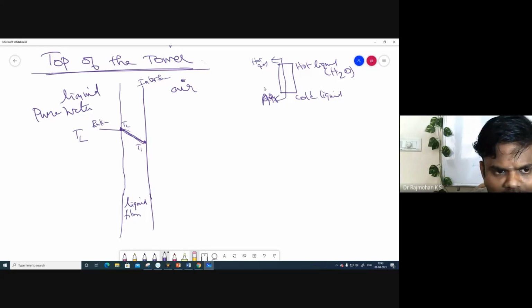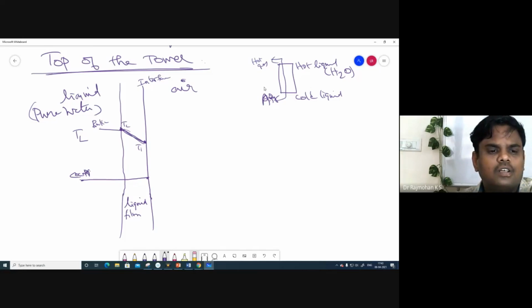Will there be a change in concentration profile in the liquid? No, because it is pure water. So the concentration in the bulk as well as at the interface will be the same, a flat profile. Because it is a pure liquid, the water is pure everywhere. So the concentration profile in the liquid film is the same.